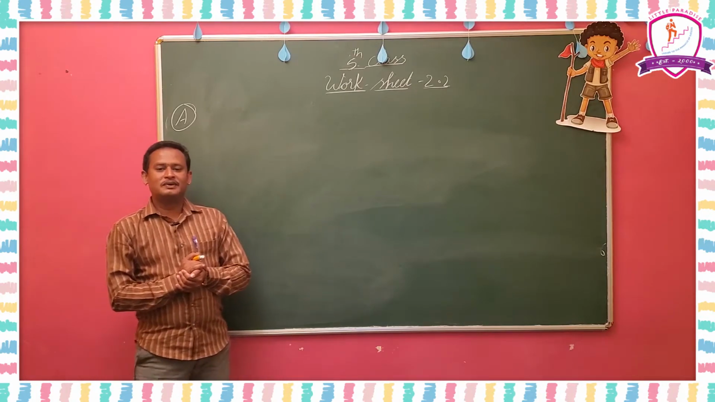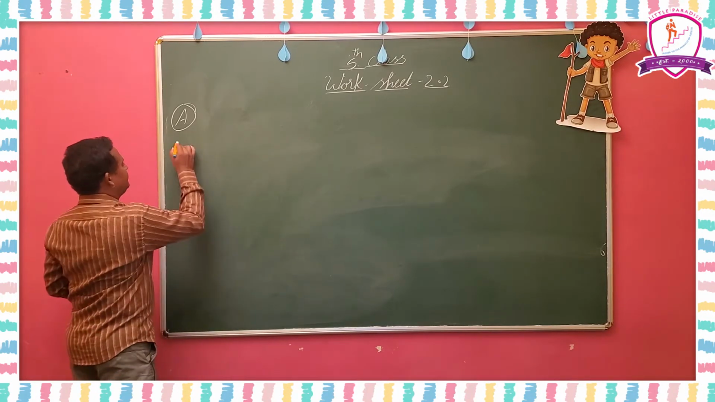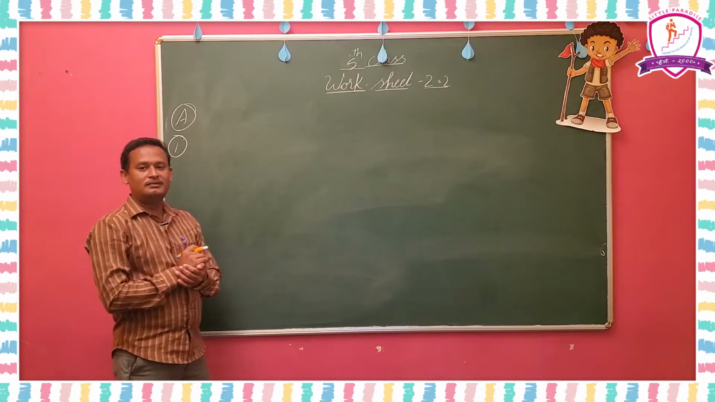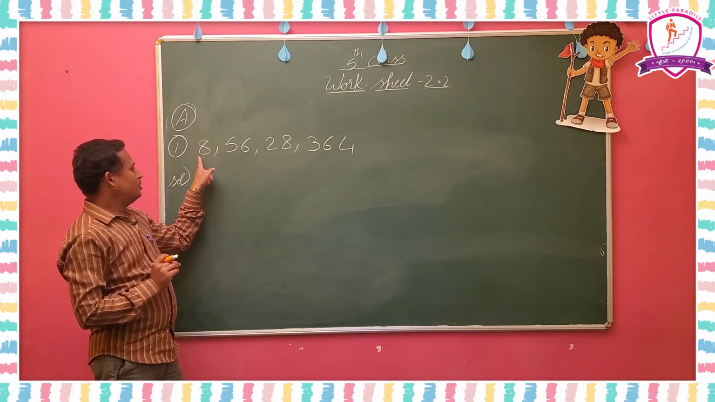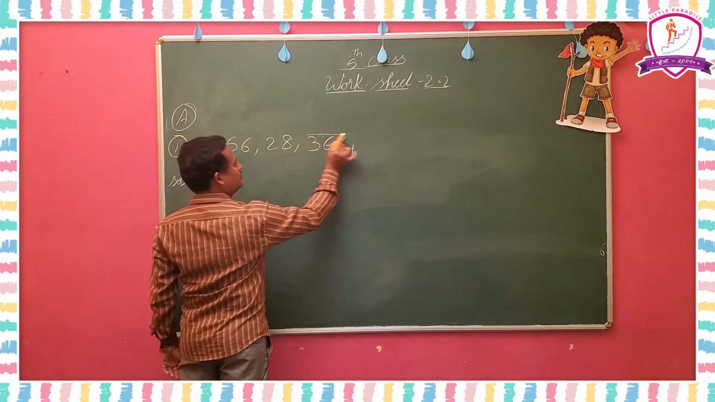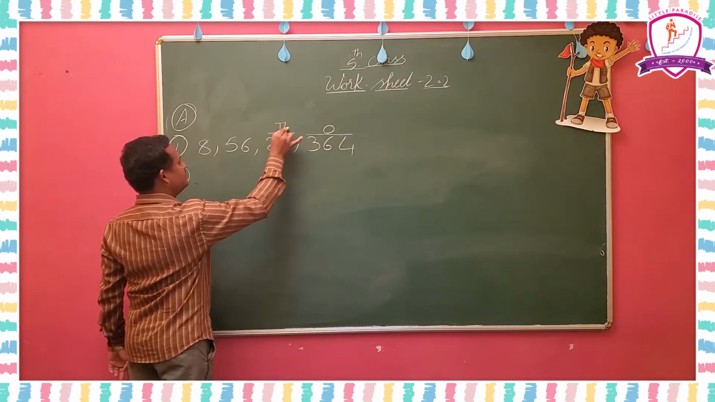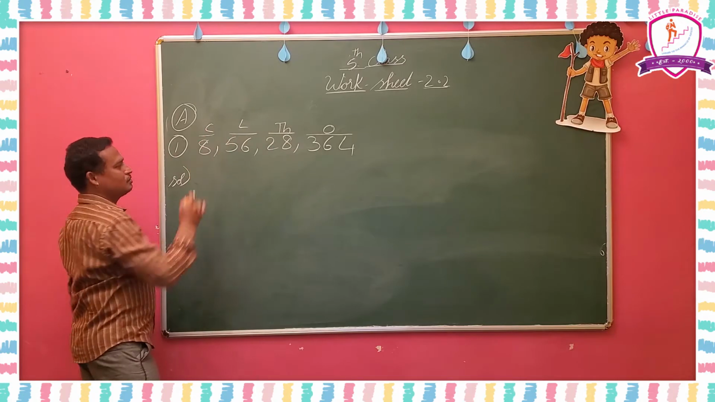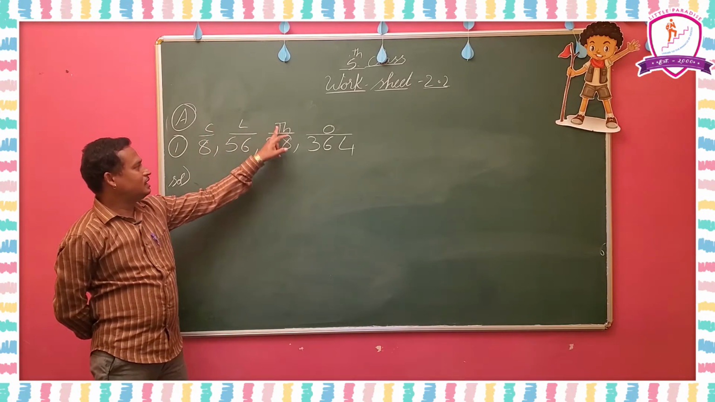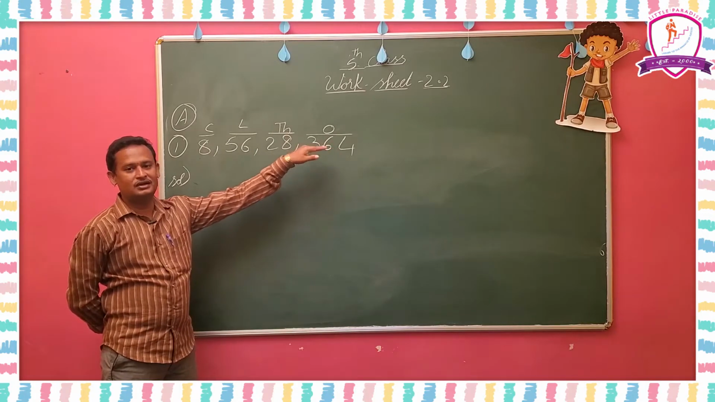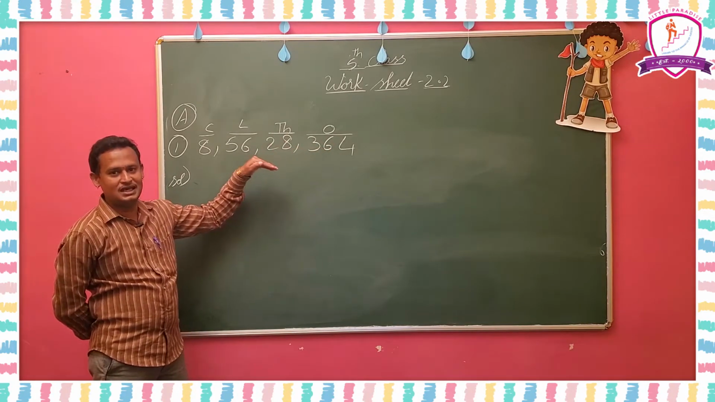Now, I am going to explain the first sum here. So, what is the number given there? This is the number given. You have to divide the number into periods: ones period, thousands period, lakhs period and crores period. So, 8 crores, 56 lakhs, 28,364. We are going to write the expanded form for this number.